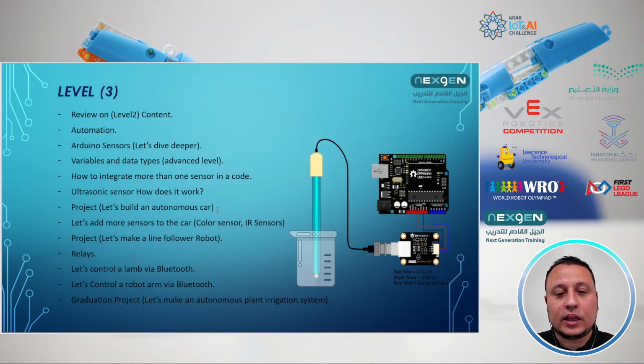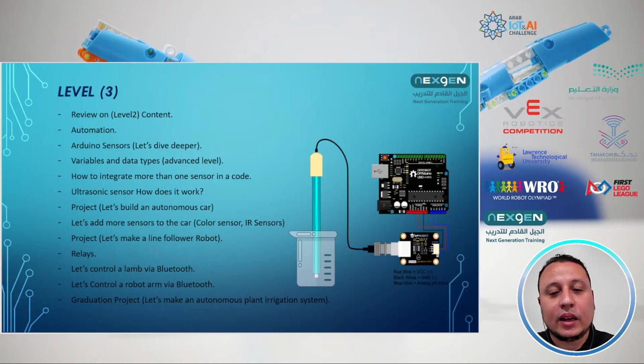So a car that can move in a room, for example, automatically, and then takes decisions by itself, like self-decision making. So there will be no human control over this car, and it should not bump or crash into any obstacle. Let's add more sensors to the car, like a color sensor, infrared sensor, and so on. Then we're gonna make a new project again.